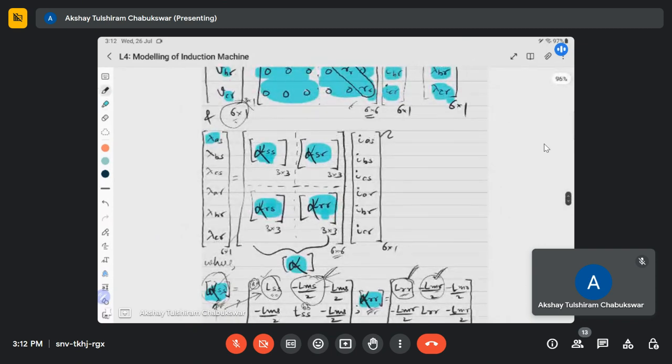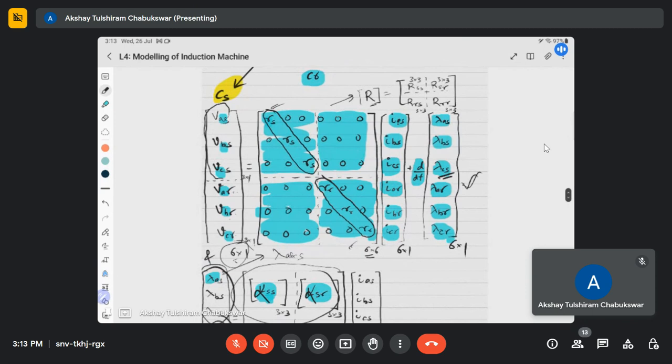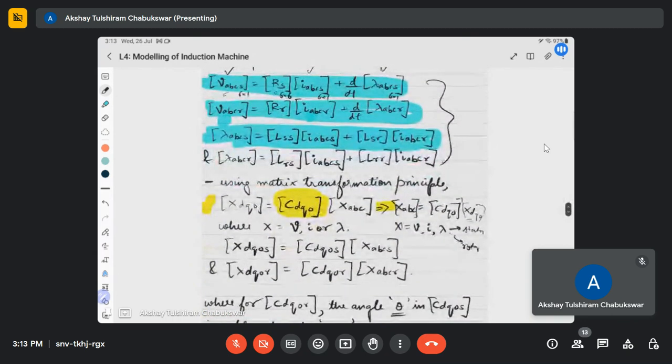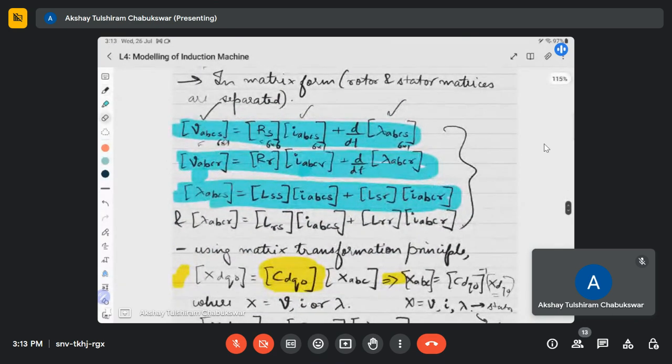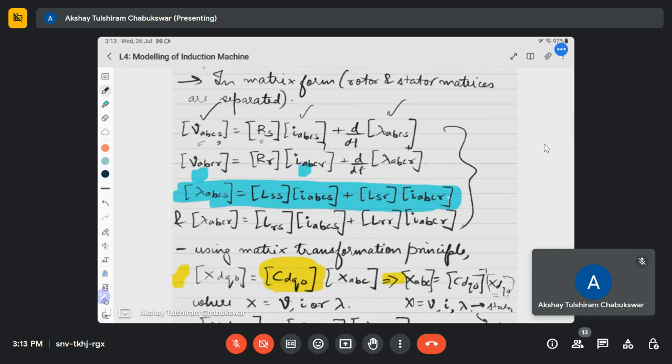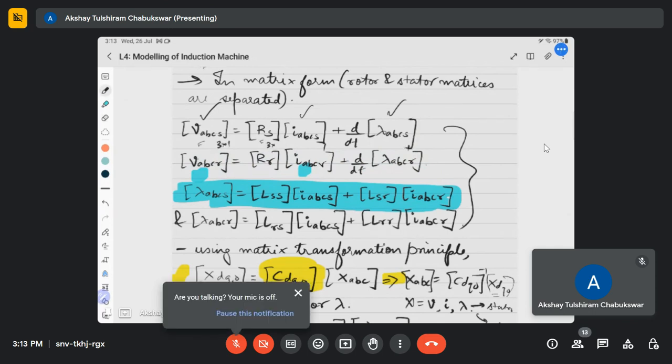See, have a look here. These three terms refer to lambda ABCS and the bottom three terms refer to lambda ABCR. Similarly, in this matrix, the top three voltage terms refer to VABCS and the bottom three terms refer to VABCR. That's why they are 3 cross 3. I think I made a mistake here. These are not 6 cross 1. These are 3 cross 1 terms. So this is a 3 cross 1 matrix.